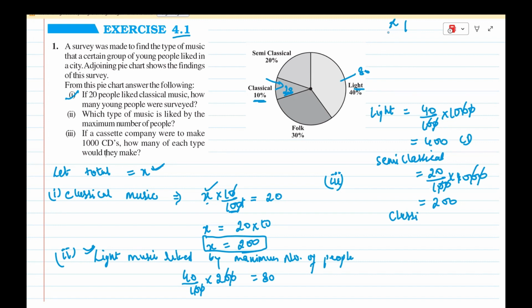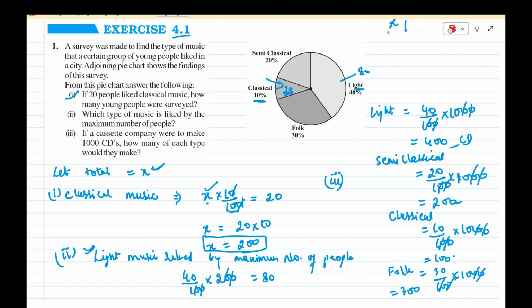Now the next comes classical, that is 10%. So 10 upon 100, it is simple because we are calculating a fraction. So the percentage into the total number. Now the last is 4. See, there are two methods. Add all these and subtract from 1000, or you can directly calculate, that is 30 upon 100 into 1000, that is 300 CDs.